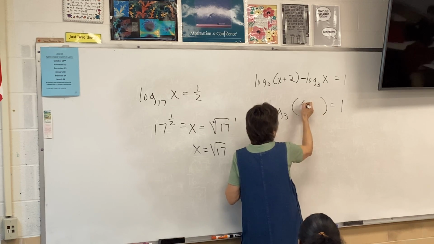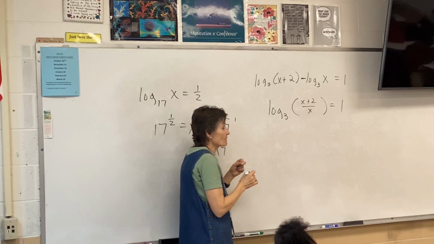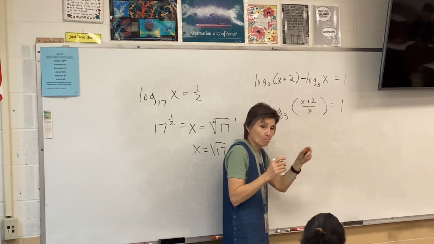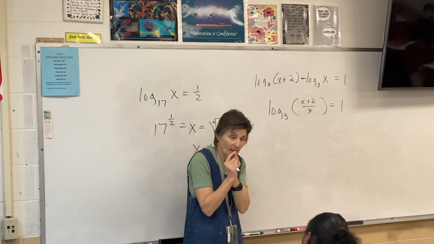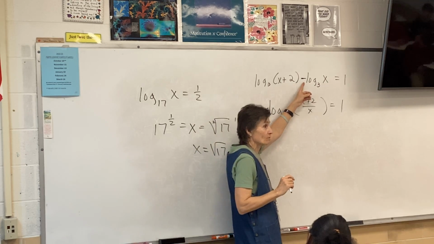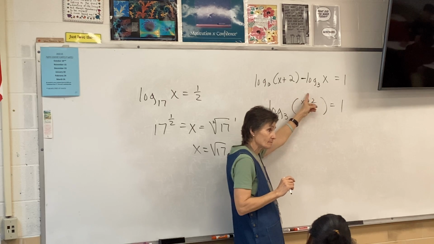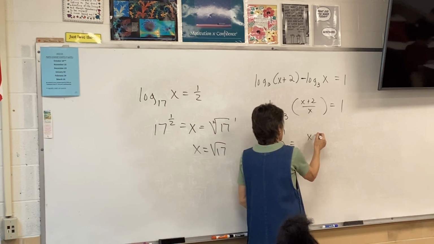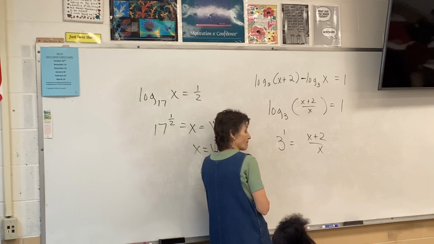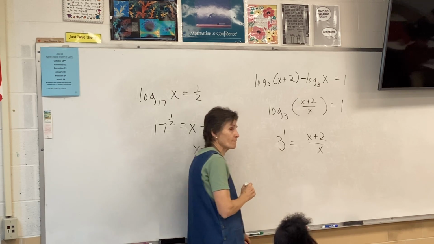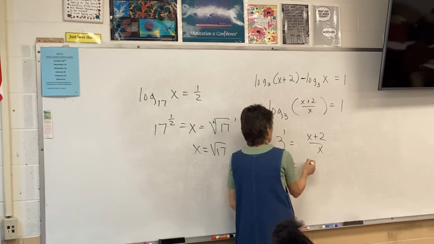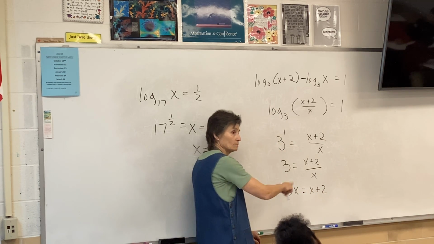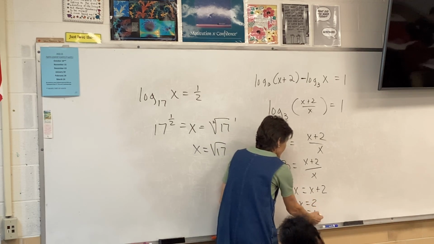So inside here, I'm gonna have x plus 2 over x. If that had been a plus, then when I put them together, it would be a multiplication. When you put them together, you're either gonna divide or multiply. That's it, there's only two options. And that depends on whether these are added or subtracted. Now, can I loop-de-loo it at this point? Yep. So 3 to the first equals x plus 2 over x. What's 3 to the first? 3. How do I solve something like this? So 3x equals x plus 2. Subtract x.